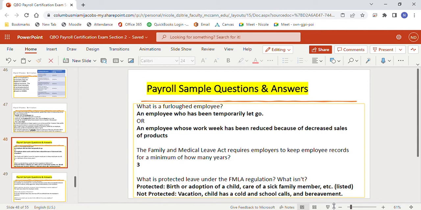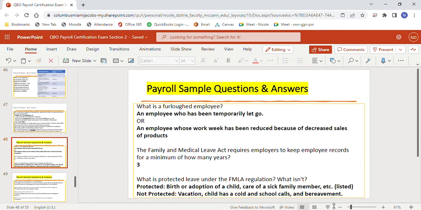So here are some of the questions that you may come across. You're going to want to put all of these in your notes. What is a furloughed employee? An employee who has been temporarily let go, or an employee whose work week has been reduced because of, let's say, decreased sales of a product. So their work week is reduced for some reason, pertaining to less products being sold or business not doing good.